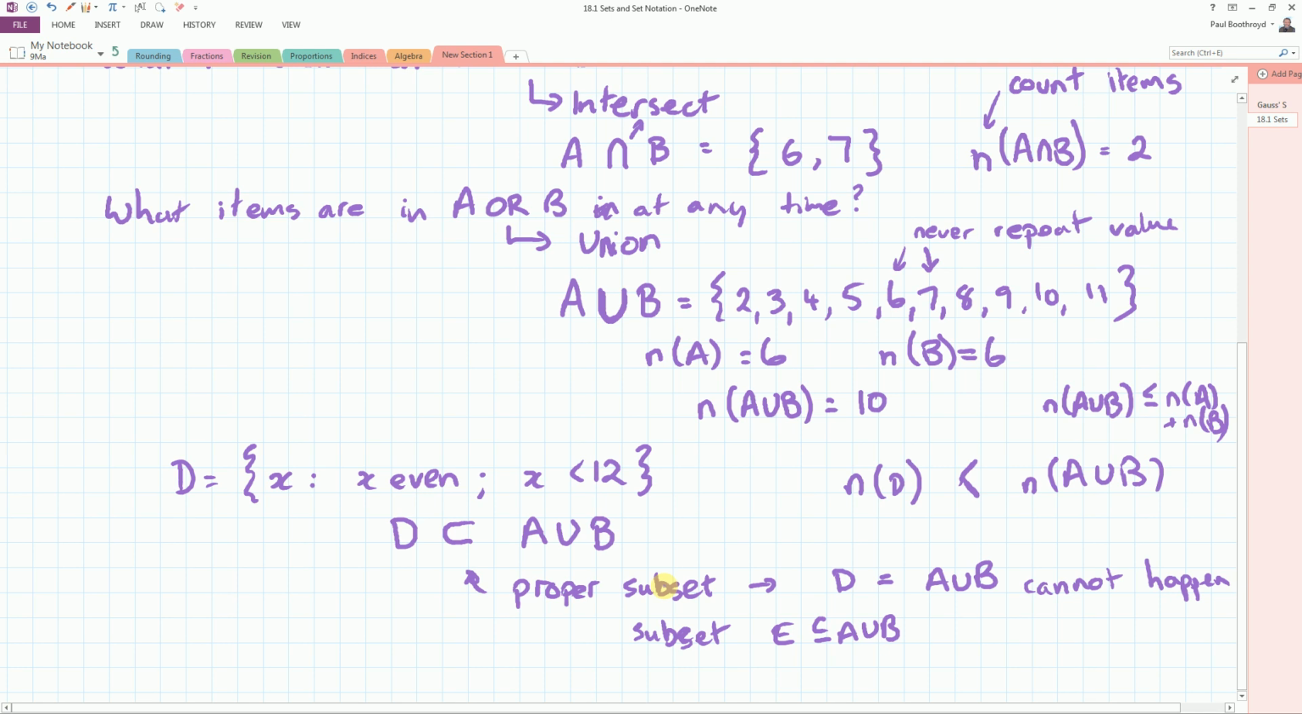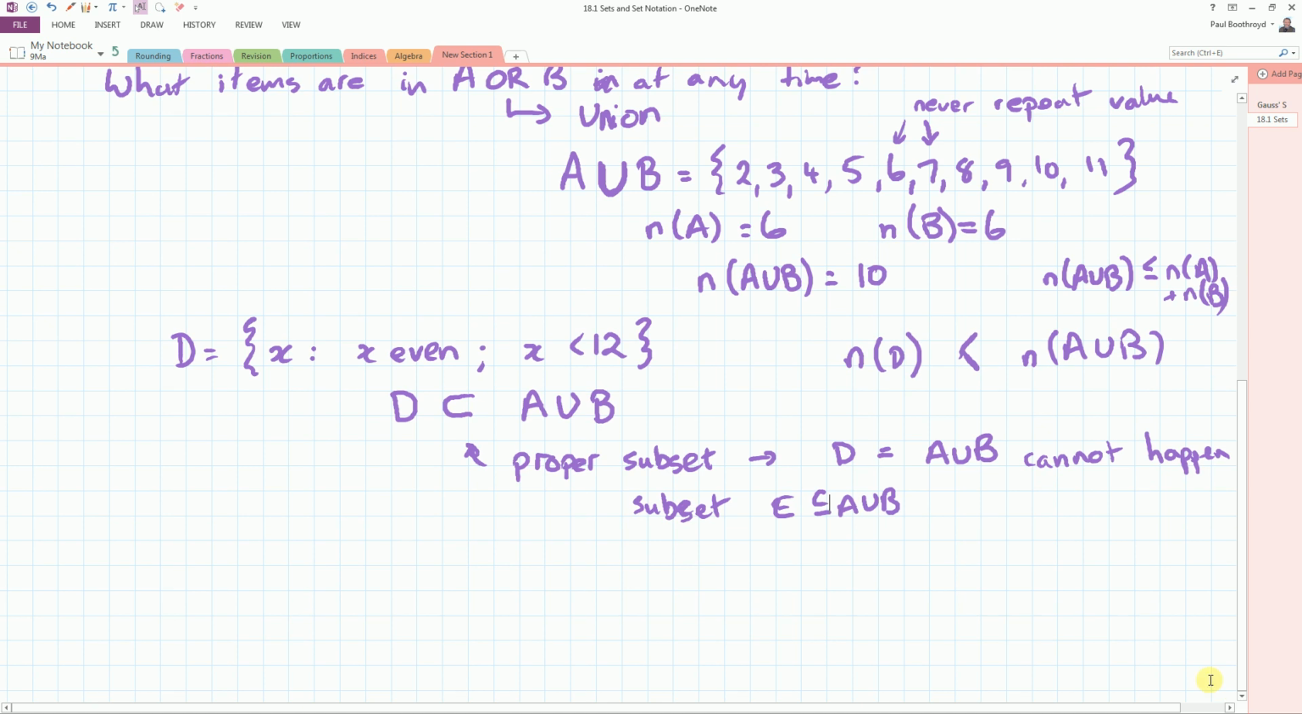All right, so that's one thing about subsets. If you turn it round, you're saying something is bigger than, but it must still contain the same things. So if you were to write it the other way round, A union B is a superset of D. And that just means it's bigger than. So just be careful about those signs and what they mean.